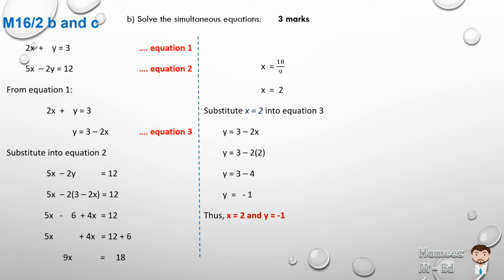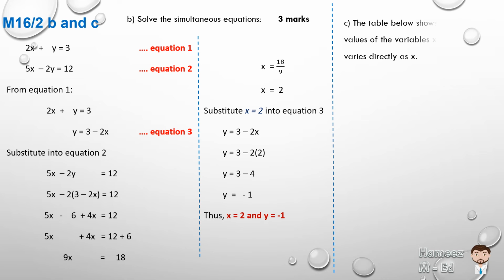Now, for part C, last part of the question, the table below shows corresponding values of the variables x and y, where y varies directly as x. So if y varies directly as x, this is called a directly proportional question. And we have a couple of videos explaining directly and indirectly proportional. So you can take a look at those as well.